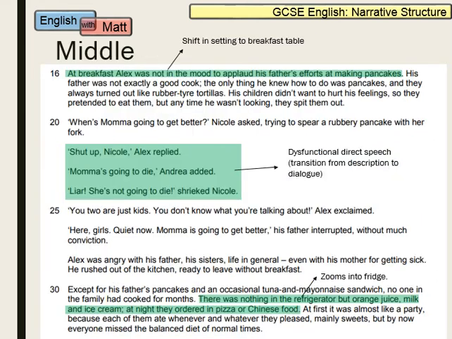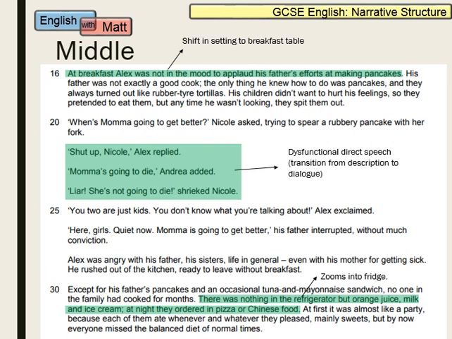At breakfast, Alex was not in the mood to applaud his father's efforts at making pancakes. His father was not exactly a good cook. The only thing he knew how to do was pancakes, and they always turned out like rubber tire tortillas. His children didn't want to hurt his feelings, so they pretended to eat them, but any time he wasn't looking, they spit them out.